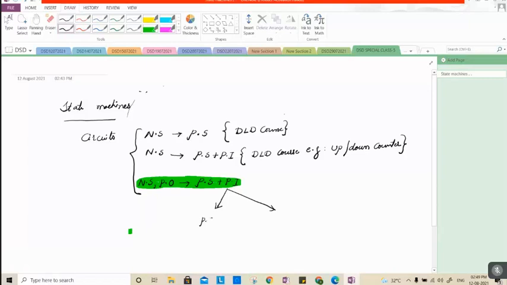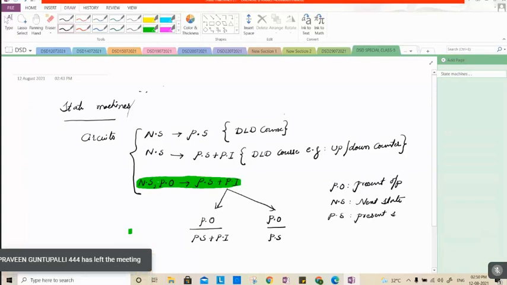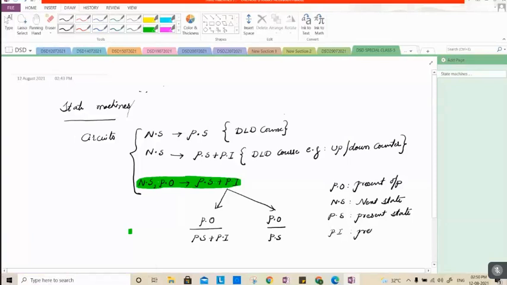Whenever the present output is depending upon present state and present input, and whenever the present output is depending only upon the present state. So PO here stands for present output, NS means next state, PS is nothing but the present state, it is not past state, present state. PI is present input condition, right?